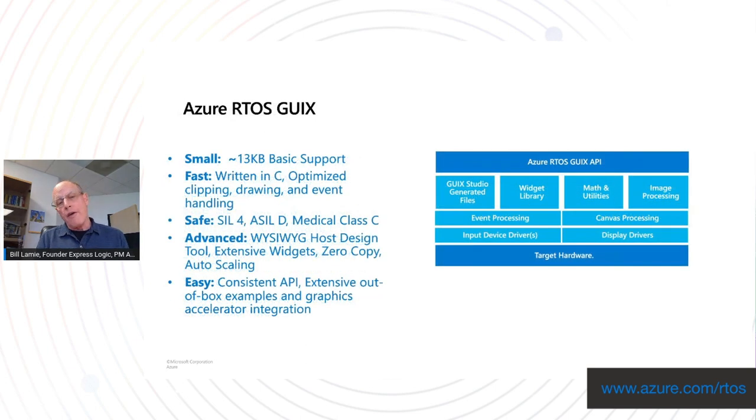GUIX is our 2D graphics runtime engine, and it has a companion part on the Windows side where you can do your design using a Windows application, and it generates code that runs on the target. Basically, about 13 kbytes for a minimal system running on the target. It's all pure C, no C++, so it's a pure C GUI package.